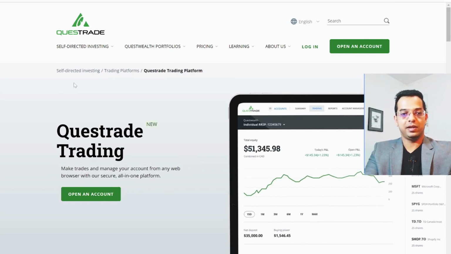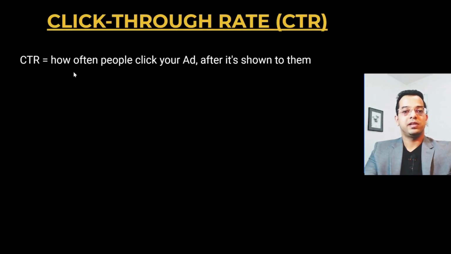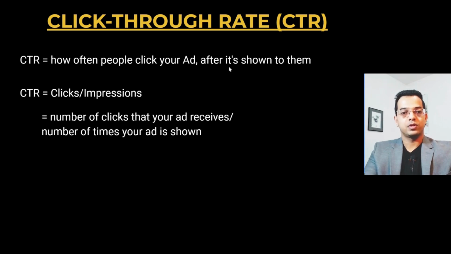that is counted as a click. So click-through rate basically means how many times people click your ad after the ad is shown to them. It is calculated as total number of clicks divided by total number of impressions. That basically means the number of clicks that an ad receives divided by the number of times the ad is shown.